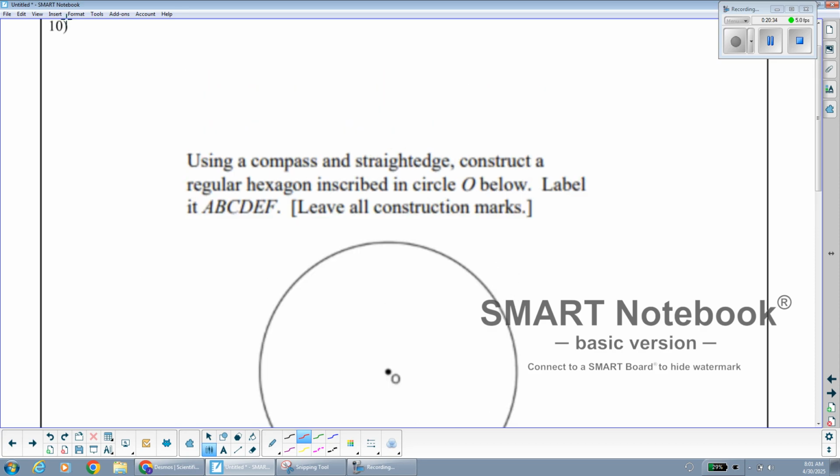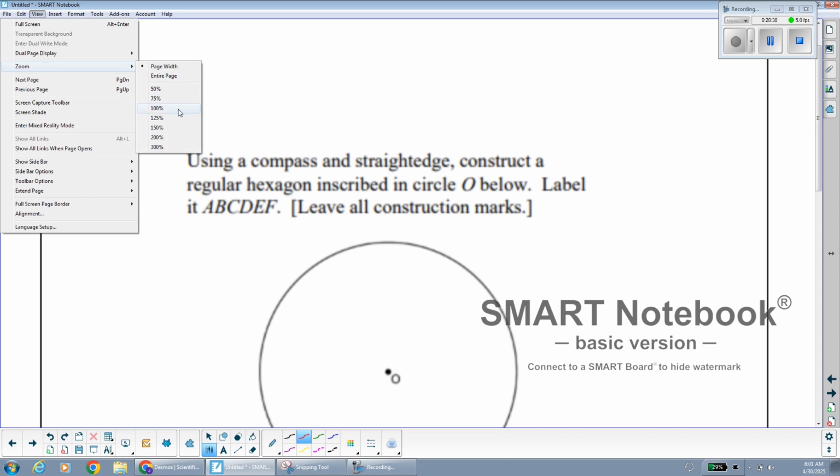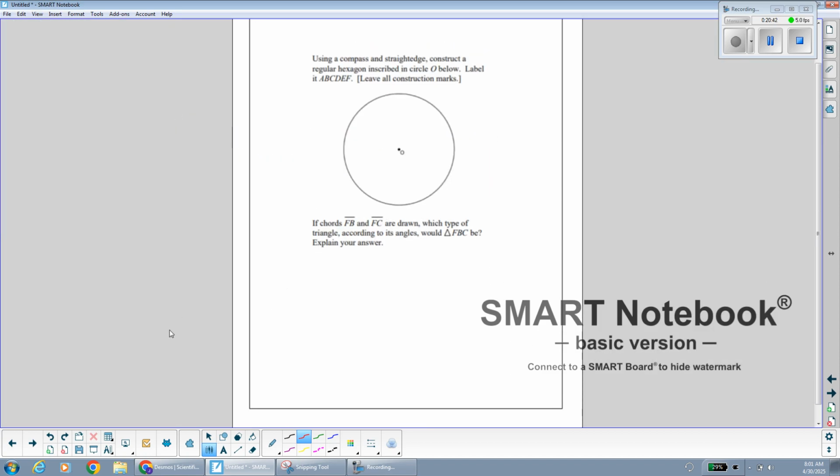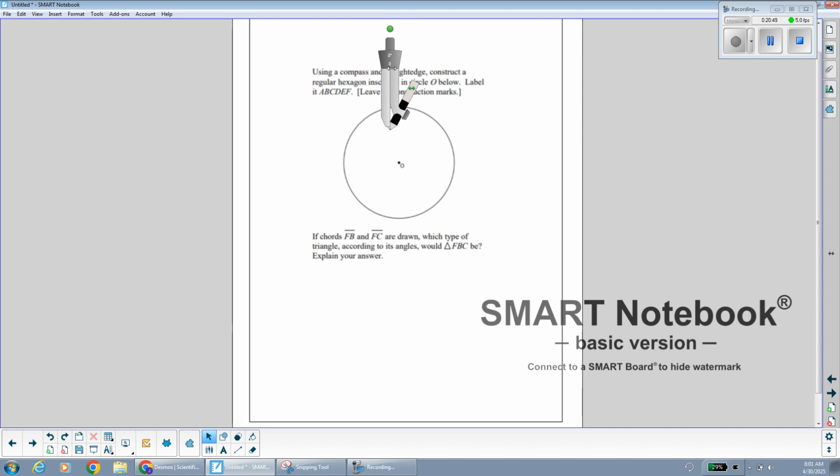Okay, let me zoom this out so that you could see it better. Okay, perfect. Using a compass and a straight edge, construct a hexagon. I just want to point out that the hexagon and the equilateral triangle construction are the same thing.